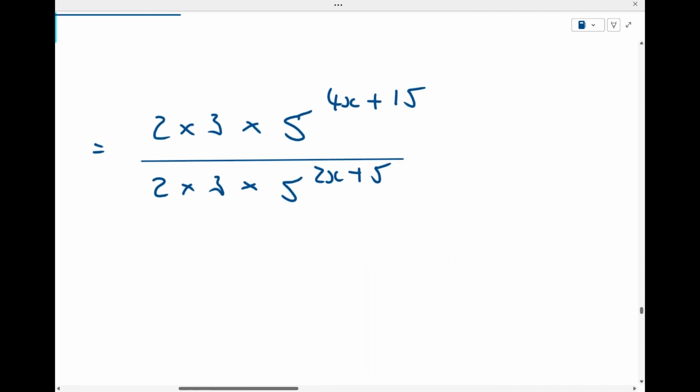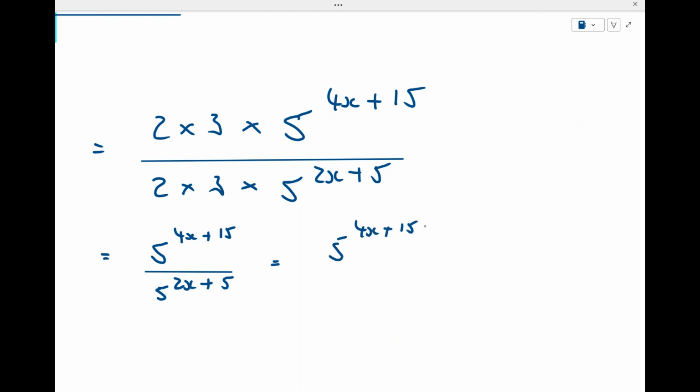Right, now look at that, can't I divide top and bottom by 2 and by 3? So aren't I left with 5 to the power of 4x plus 15 over 5 to the power of 2x plus 5? And doesn't that mean 5 to the power of 4x plus 15 divided by 5 to the power of 2x plus 5? And when I divide, I subtract the powers, right? So that's going to be 5 to the power of, I'm going to do this minus this. So that's going to be 5 to the power of 2x plus 10.